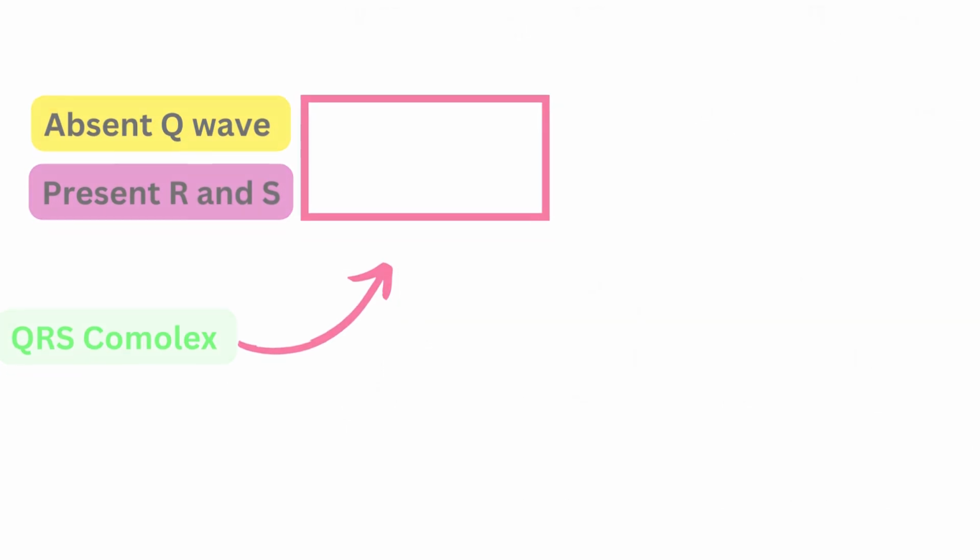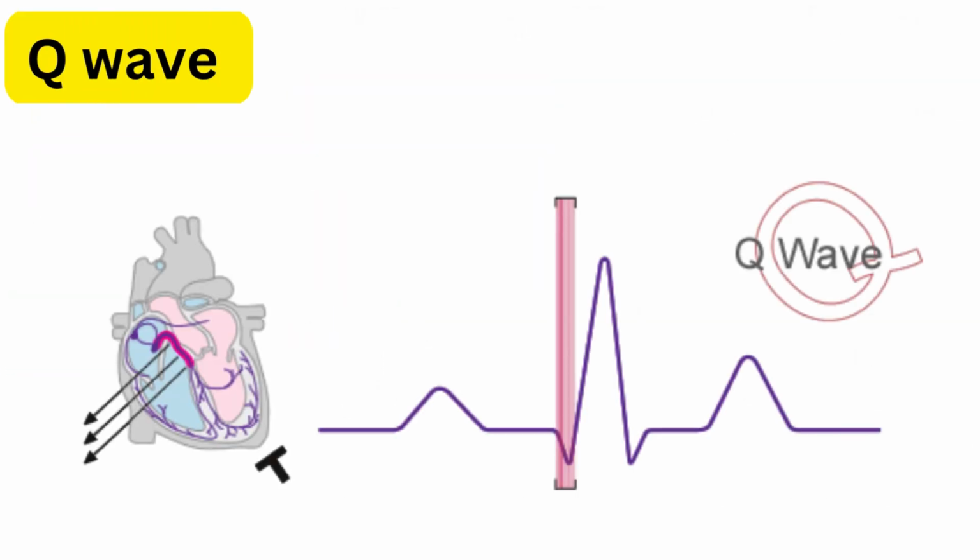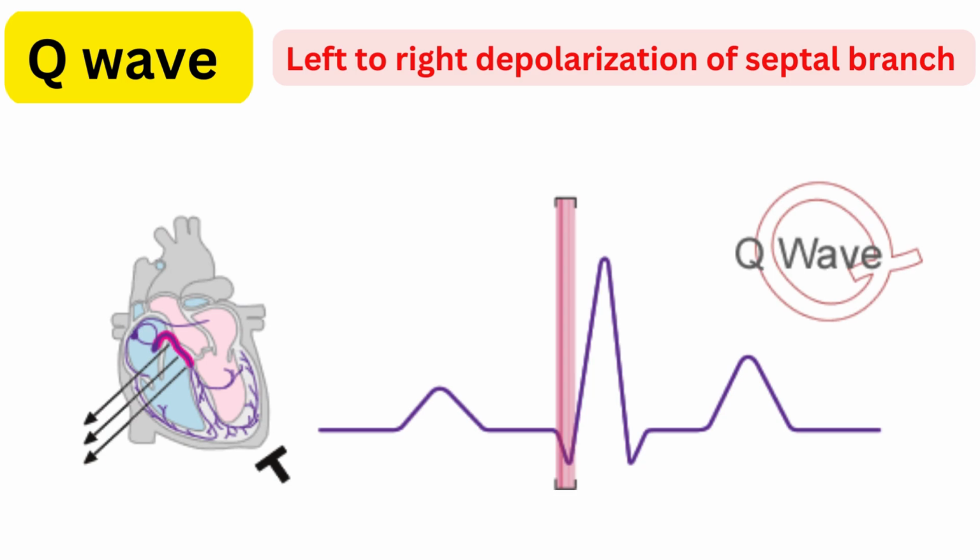Firstly, Q wave. The Q wave represents the normal left to right depolarization of the interventricular septum by the septal branch, which originated from the left bundle branch. Now, it is a negative wave because the left bundle branch stimulates the interventricular septum in the opposite direction of the cardiac impulse.